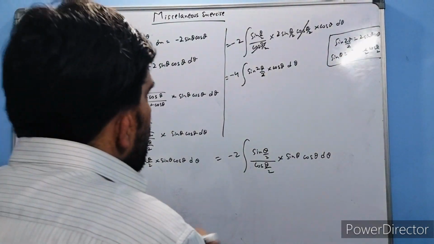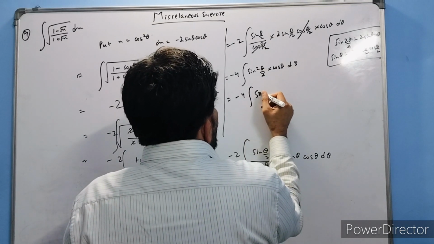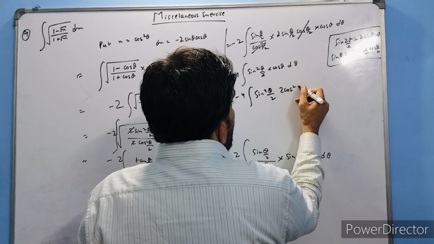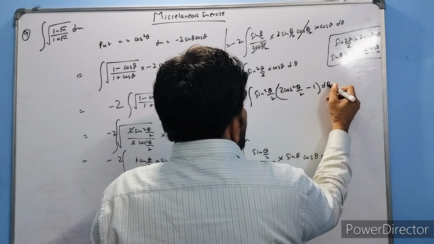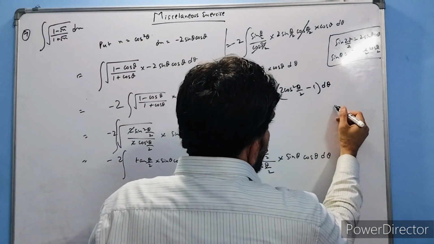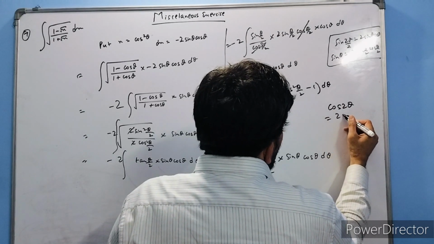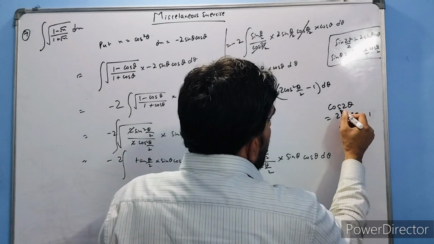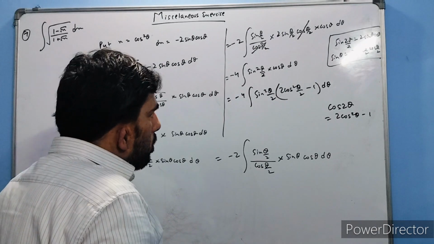Now what can we do here? Put cos theta is equal to 2 cos square theta by 2 minus 1, into d theta. We all know the formula for cos 2 theta: cos 2 theta is equal to 2 cos square theta minus 1. But if I divide by 2, I get 2 cos square theta by 2. So that is what we have used.